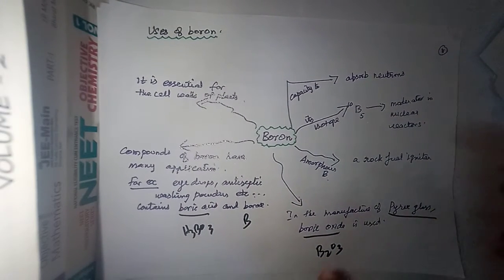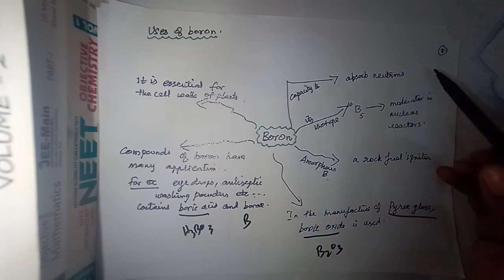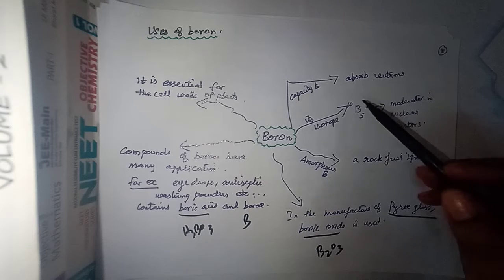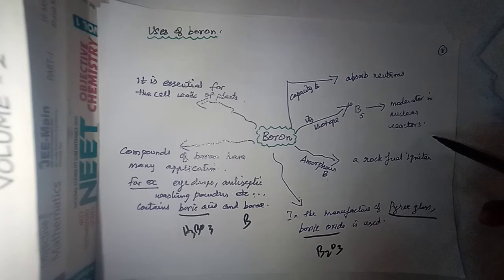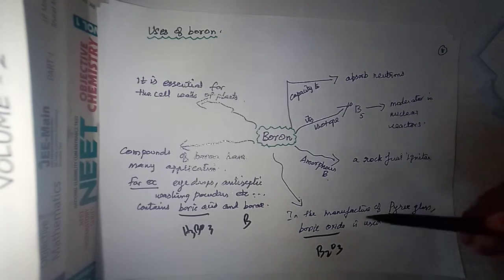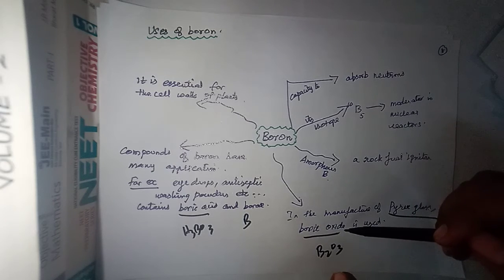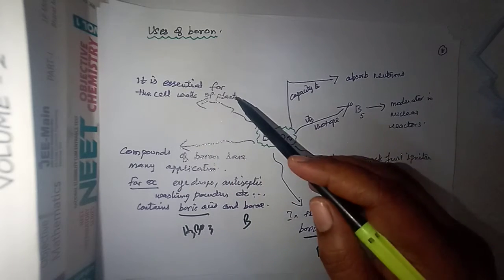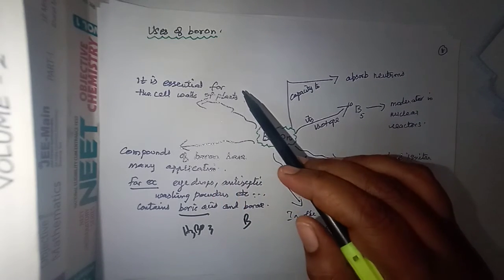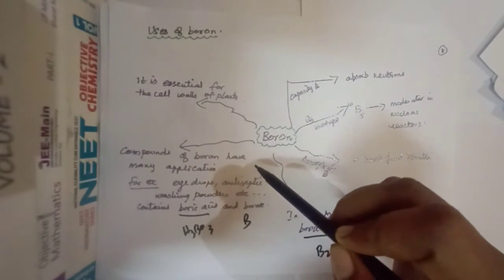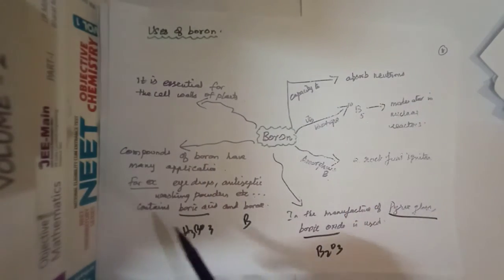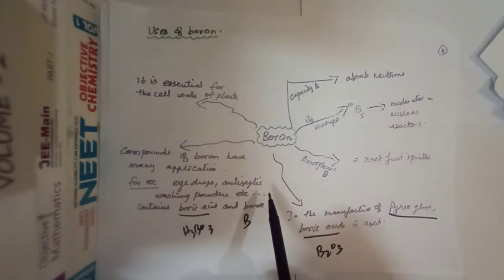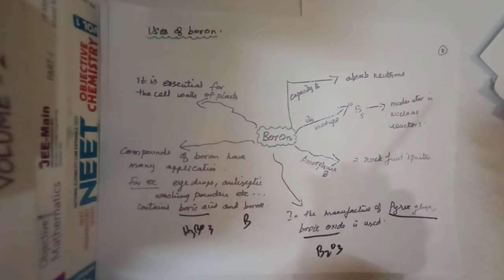Again, the uses of boron. Boron has the capacity to absorb neutrons. The isotope boron-10 is used as a moderator in nuclear reactors. Amorphous boron is used as a rocket fuel igniter. Boric oxide is used to prepare Borax glass. Boron is essential for the cell wall of plants. Compounds of boron have many applications, for example eye drops, antiseptics and washing powder, which contain boric acid and boron.